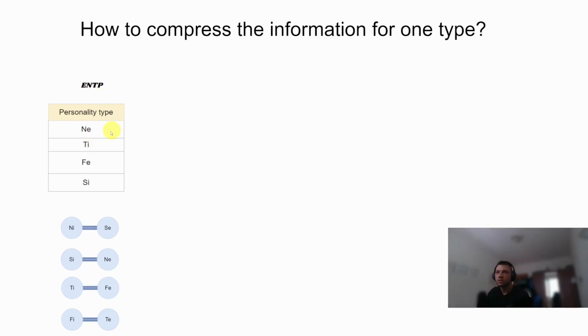So we can represent this type by their top two functions in the order they appear here in the type. So for the ENTP, it will become the NETI. And similarly, for the ISTP, it will become the TISE, since these are the top two functions in this specific order.